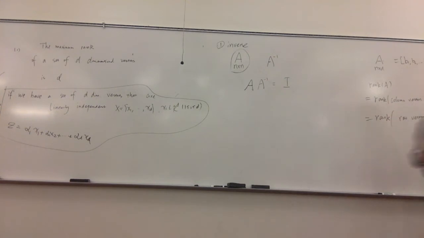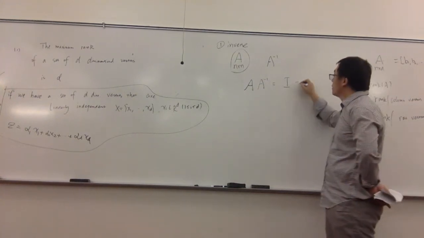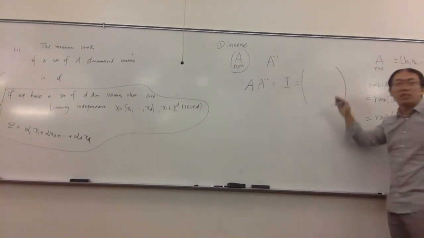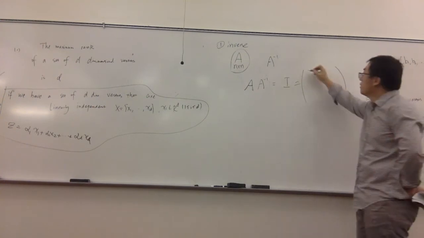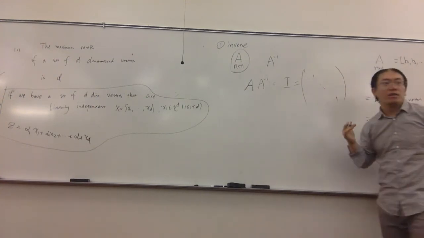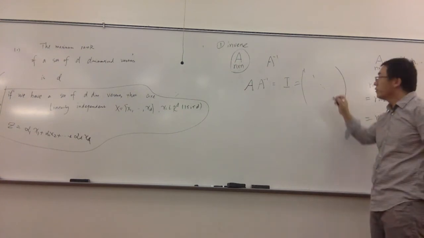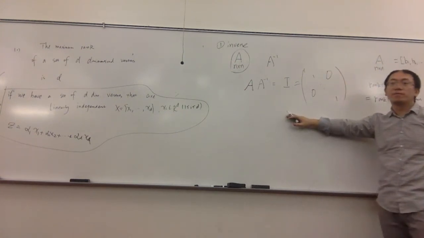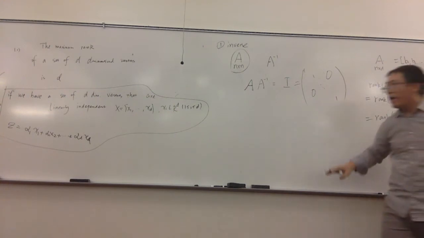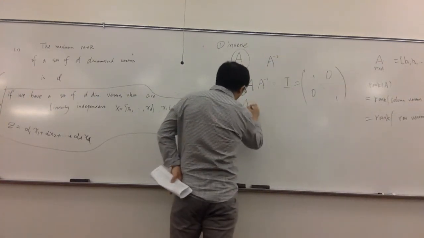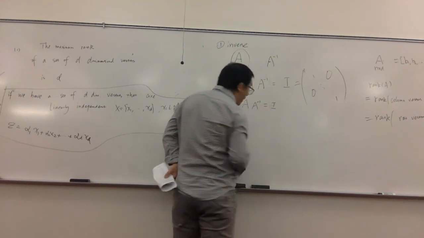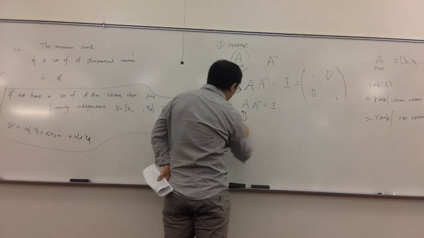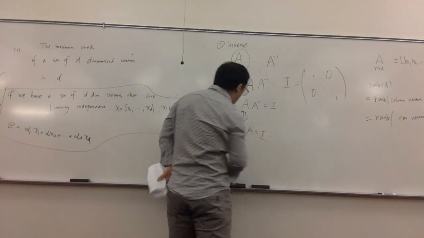So what is an identity matrix? Anyone recall? Yeah, it's a diagonal matrix first, right? All the diagonal elements are 1, and all the off-diagonal elements are 0. This is called the identity matrix. And you can show that if A transpose equals I, then you can show that A transpose A equals I as well.